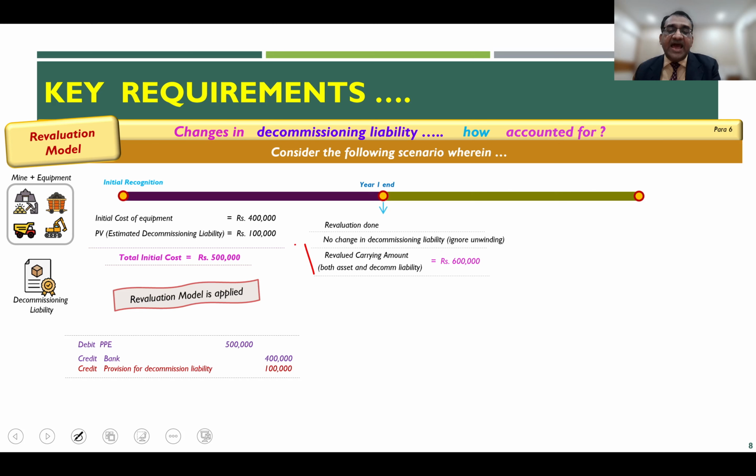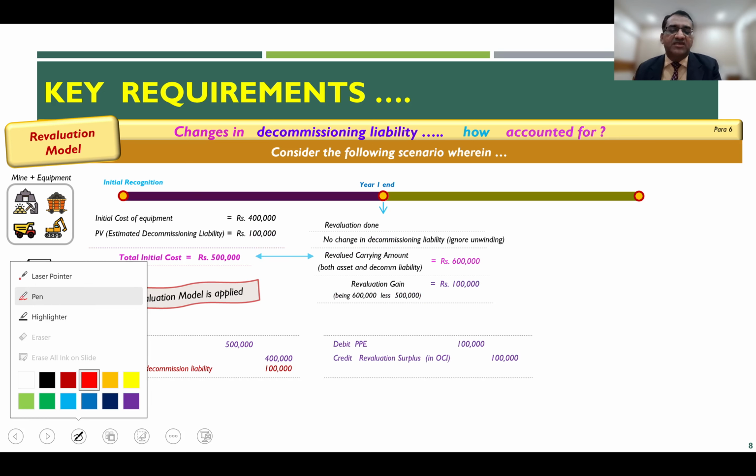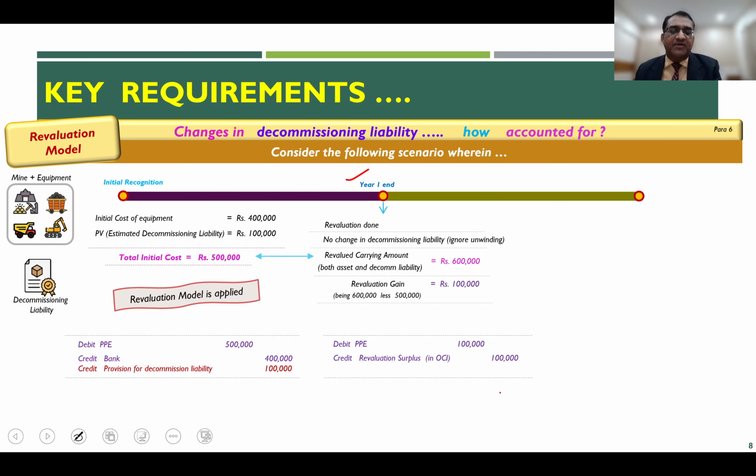But the revised carrying amount of the equipment and the liability together now becomes 6 lakh. Why? Because now you are applying the revaluation model. So at the end of year number 1, though there is no change in the decommissioning liability, ignoring the unwinding effect, the total value is 6 lakh rupees. The original cost was 5 lakh rupees. If you compare these two, you have now a gain of 1 lakh rupees. Therefore, at the end of year number 1, you have to record a revaluation gain of 1 lakh.